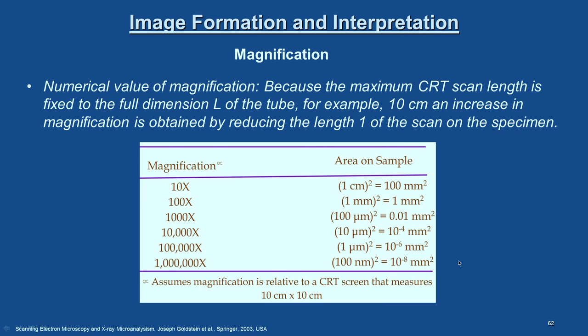So, the table summarizes the kind of image magnification one can obtain and the corresponding area which is scanned on the specimen. For example, 10x is equal to 100 mm square, 100x 1 mm square, 1000x 0.01 mm square, and so on. Assumes that magnification is relative to the CRT screen that measures 10 centimeter by 10 centimeter.